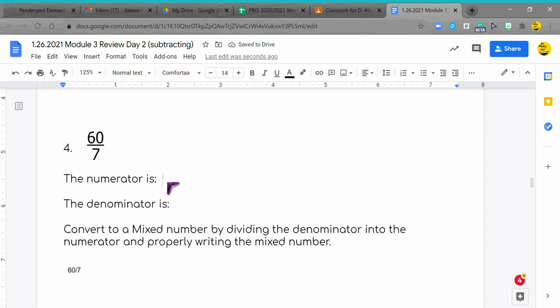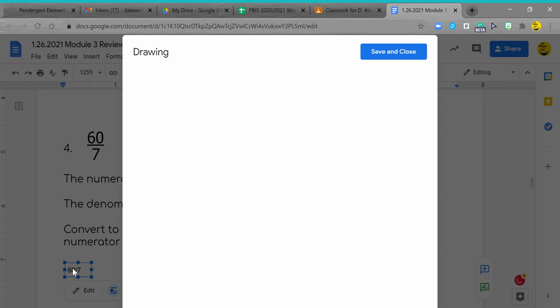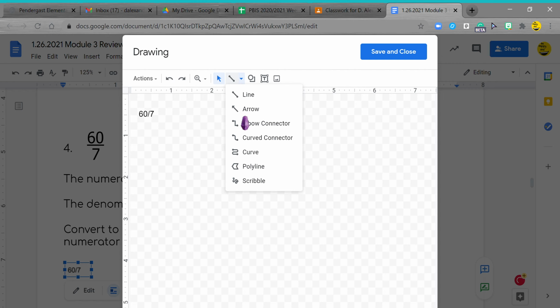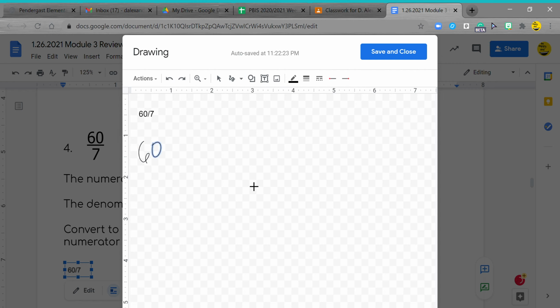What is my numerator? Yes, 60. What is my denominator? Yes, 7. Now we're going to get in scribble. Okay, again, I'm just going to rewrite it so that I see it a little clearer. I know my denominator's divisor, and my dividend is numerator. Now I'm just going to write down the multiples of 7.